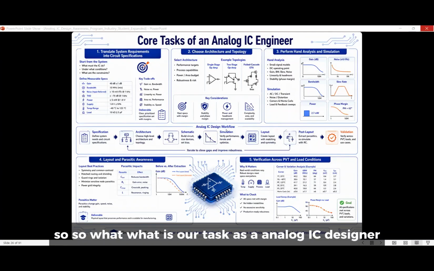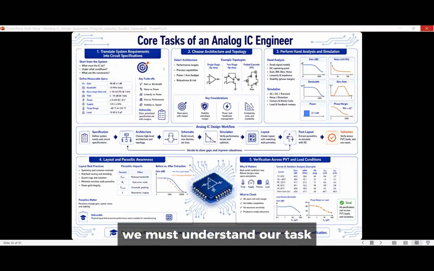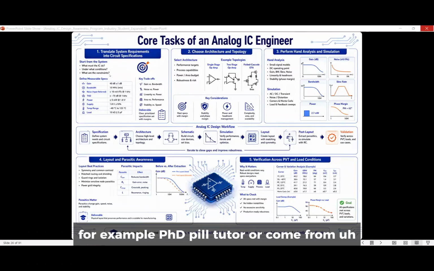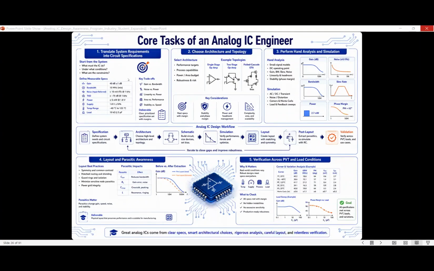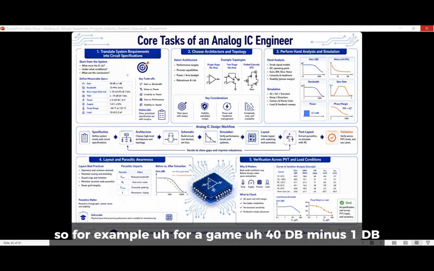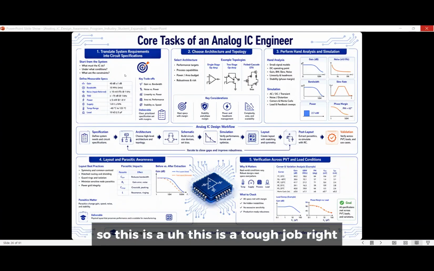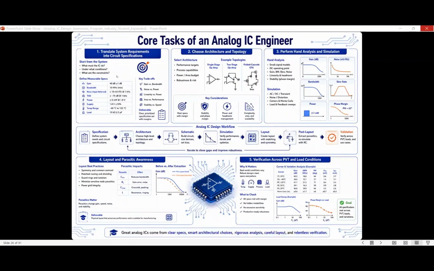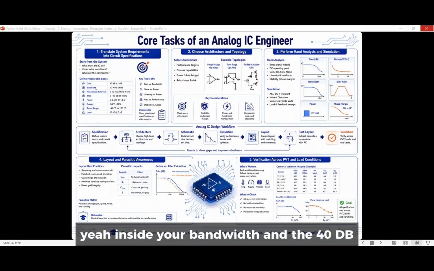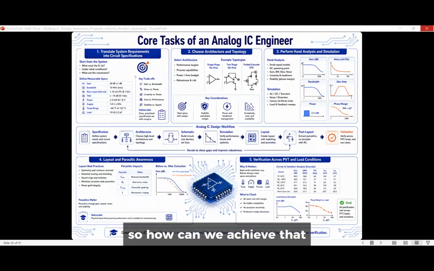Okay, so what is our task as an analog IC designer? We must understand our task. The first task is to understand the specification, as we have mentioned before. The specification comes from our tutor, for example a PhD tutor, or from our customer, right? So for example, a gain of 40 dB plus or minus 1 dB. This is a tough job, right? Because the gain should be flat inside your bandwidth, and 40 dB. So how can we achieve that?